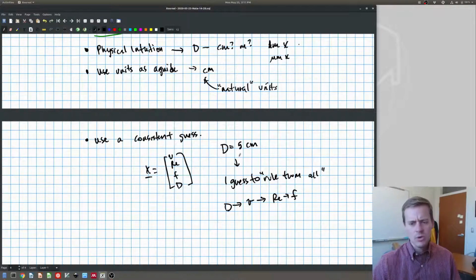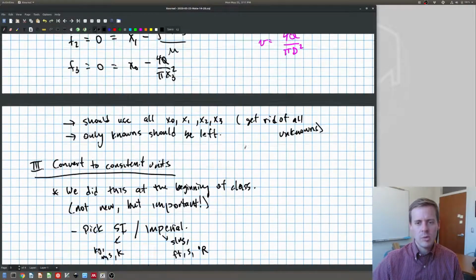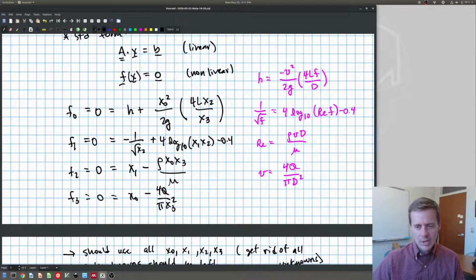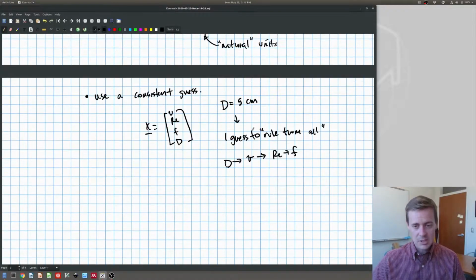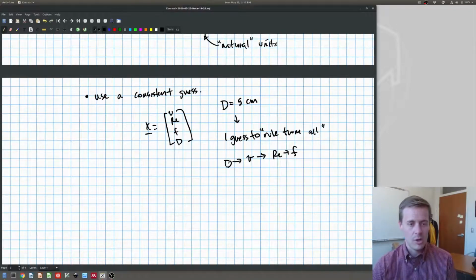Maybe you have to come up with two. Maybe it's kind of a pain to come up with a guess for the friction factor because you have to solve it here. So you might come up with a guess for D, which would give you all these, and then you might guess a number for the friction factor. But this can be especially useful if you don't know a scale for one of the problems. So this is really good in that instance, if I don't have a good scale.